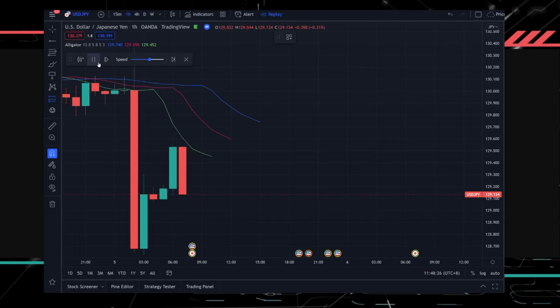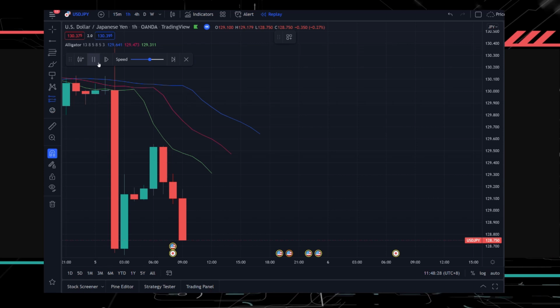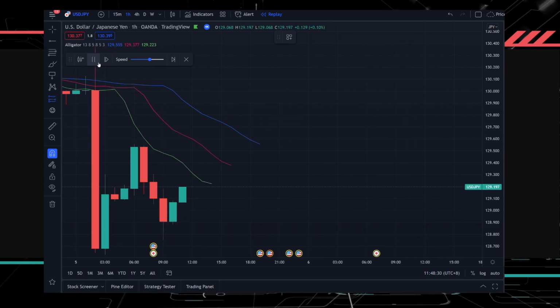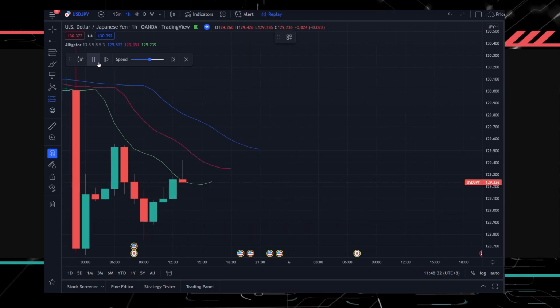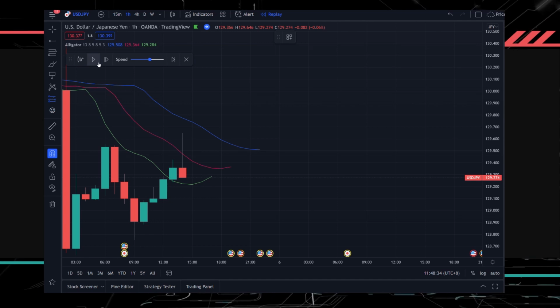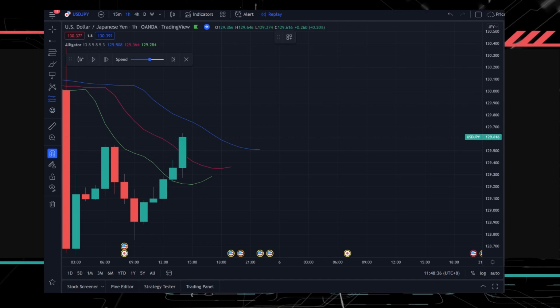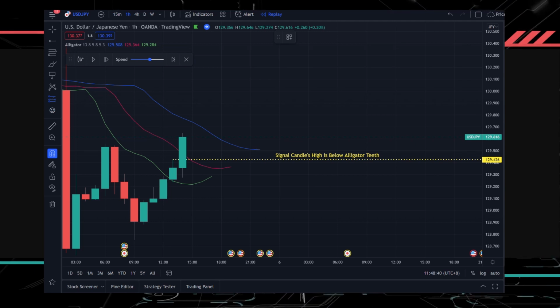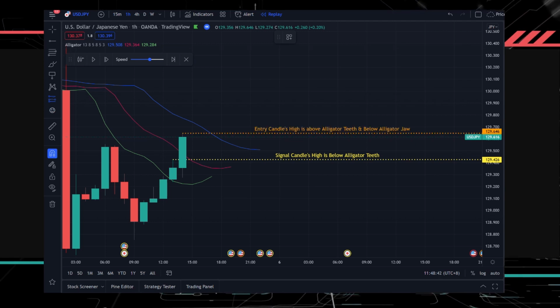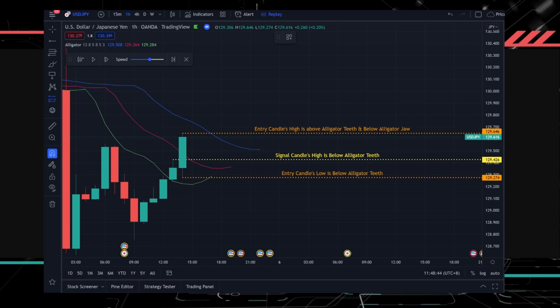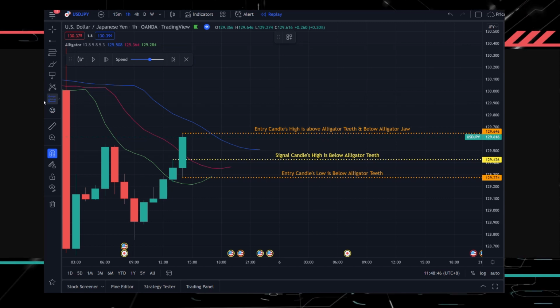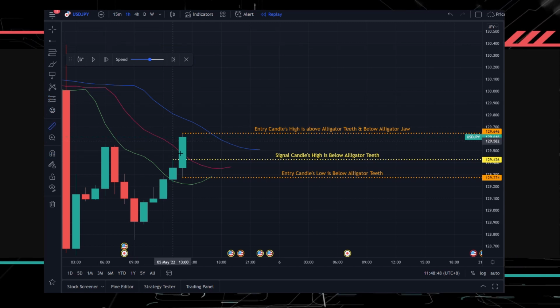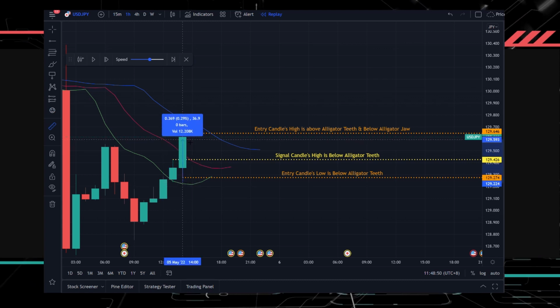Our last buy example is USD JPY on the 1-hour time frame. Same as before, the jaw is greater than the teeth and the teeth is greater than the lips. Next, the signal candle's high is below the teeth, indicated with the yellow line. Third, the entry candle's high is above the teeth and below the jaw, shown by the top orange line. Fourth, the entry candle's low is below the teeth, indicated by the bottom orange line.